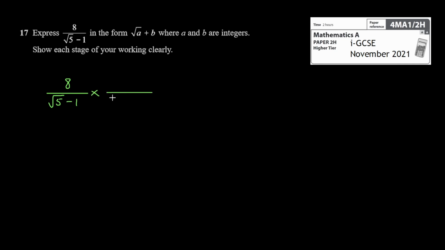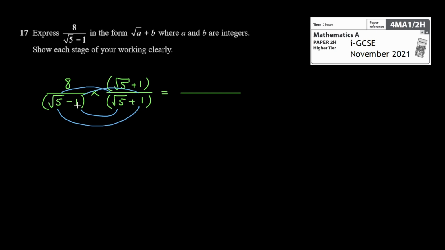I say that because we cannot change the value of this fraction. And to get rid of this root 5, I multiply it by root 5 plus 1. But I must put the same value on the top here, or I will change the value of our original expression. So multiplying these brackets out, root 5 times root 5 is 5. Negative 1 multiplied by positive 1 is negative 1.